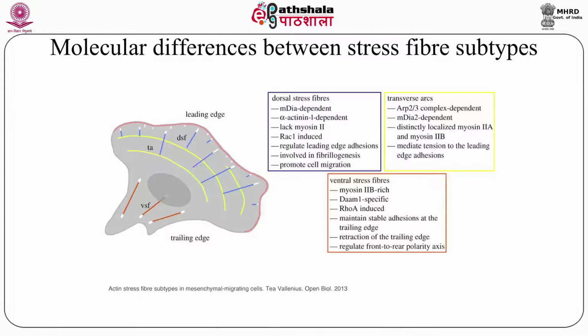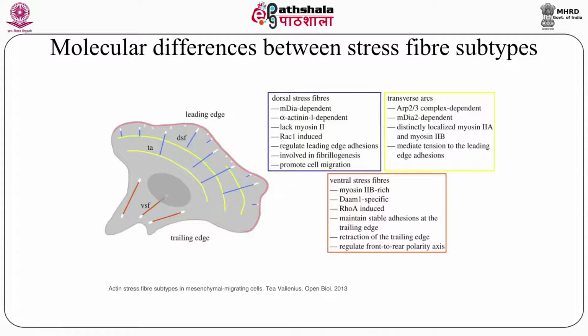Let us appreciate the differences between stress fiber subtypes. You can see in this picture the dorsal stress fibers marked in blue, the ventral stress fibers marked in red, and the transverse arcs marked in yellow. The dorsal stress fibers are mDia dependent. They are also alpha actinin 1 dependent for cross-linking. However, they lack myosin 2 and they are induced by RAC1. RAC1 is a Rho GTPase which induces protrusions at the leading edge. Dorsal stress fibers regulate the leading edge adhesions. They are involved in fibrillogenesis and they promote cell migration.